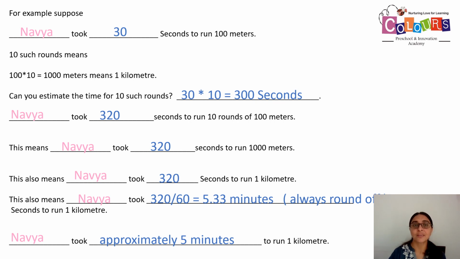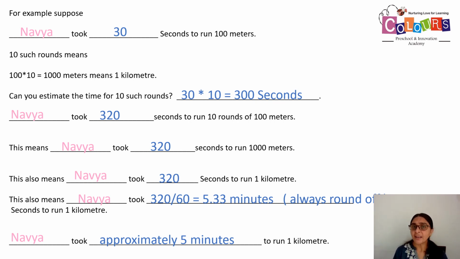Suppose Navya took 30 seconds to run 100 meters. So now 10 such rounds from point A to point B, one round, B to A another. Such 10 rounds will make 1 kilometer, isn't it? 1,000 meters. So that will be 1 kilometer.